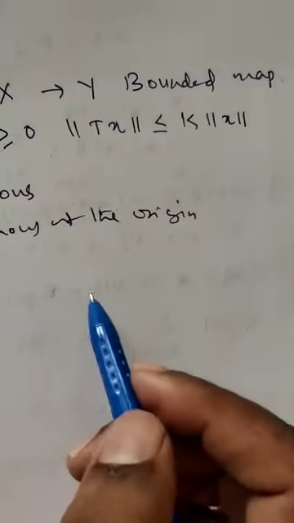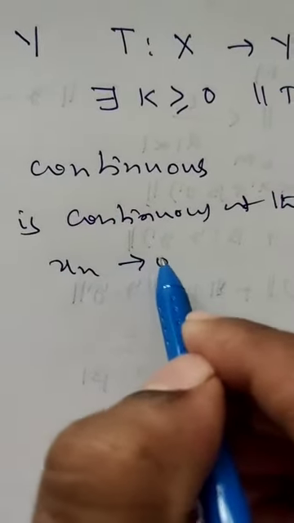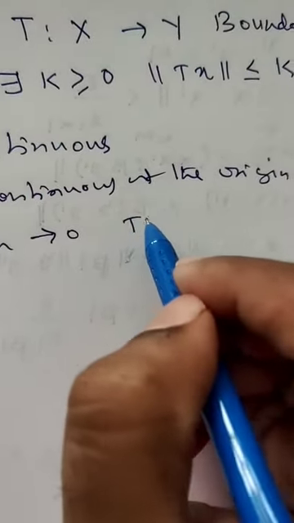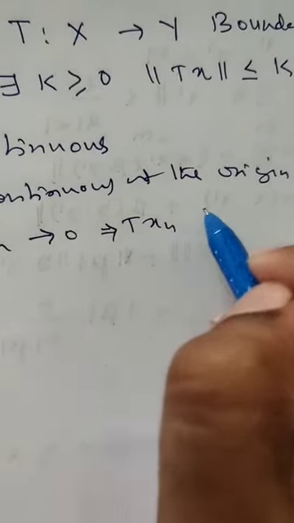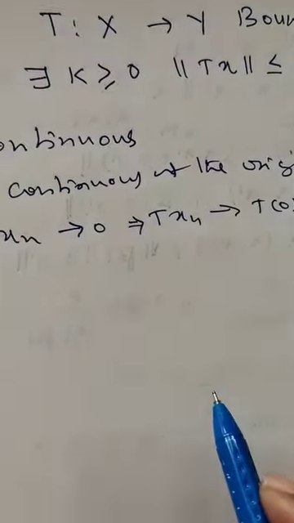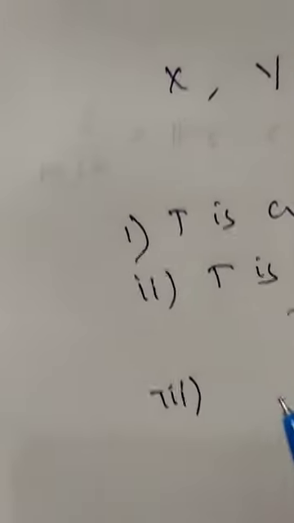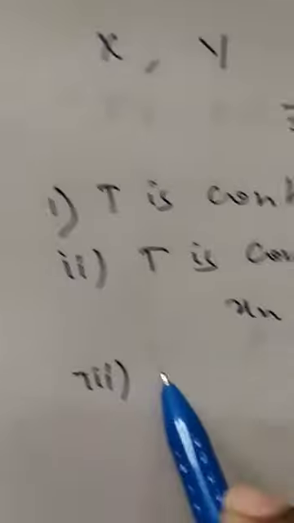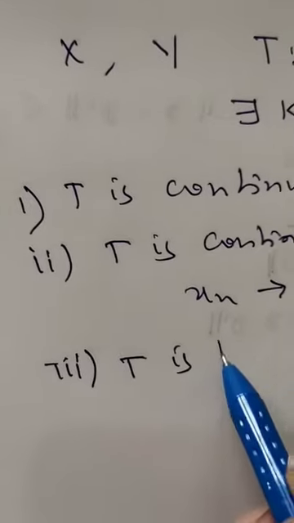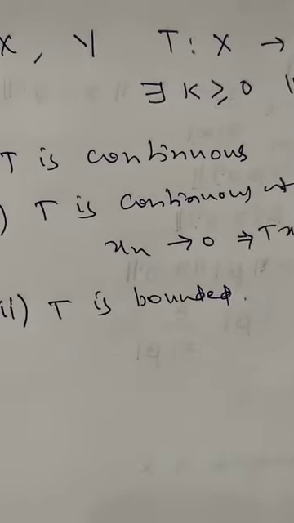Continuous at the origin means: for every sequence xn that converges to 0, T of xn also converges to T of 0. What is T of 0? It is 0 itself. Okay, this is the second condition. The third one is that T is a bounded linear transformation.